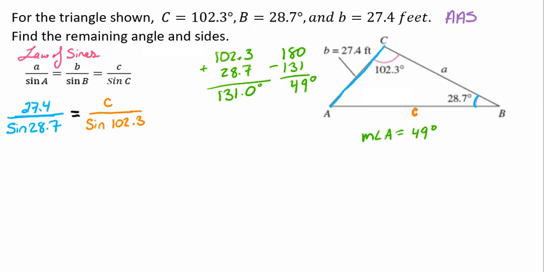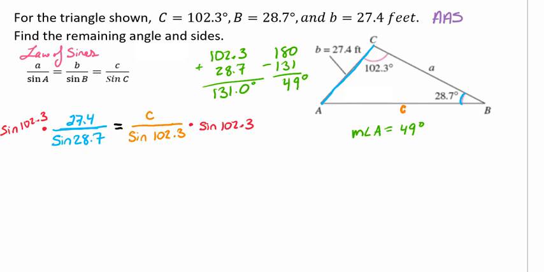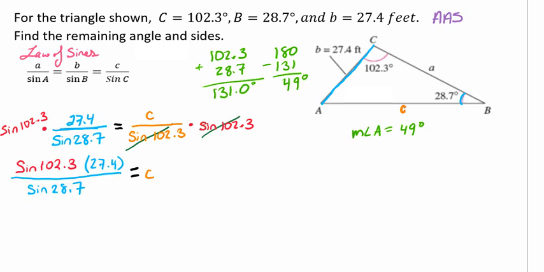So now let's get that c by itself. To do that, we could simply multiply each side by the sine of 102.3. What that's going to do is allow us to cross those off, and that's going to let us have our c by itself. So we have the sine of 102.3 times 27.4, all divided by the sine of 28.7, and that's going to equal our c value. Now, if we plug that into our calculator, that's going to tell us that c is approximately 55.75 feet. And so now we can write that down.